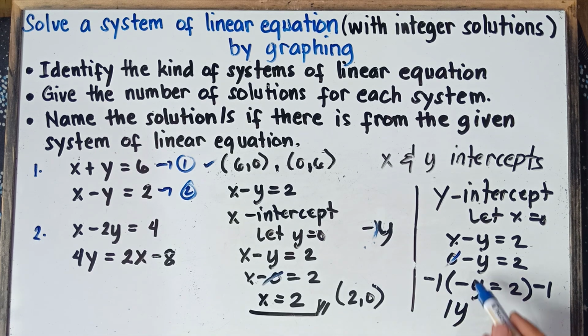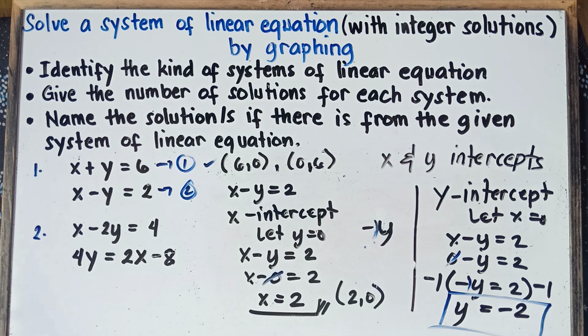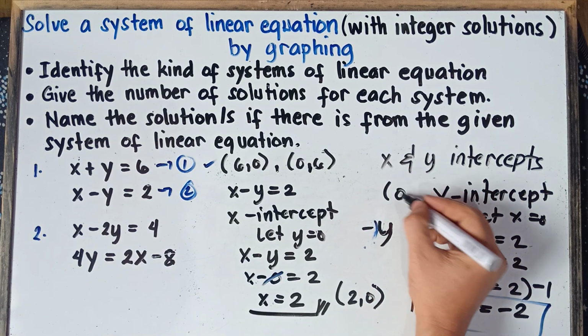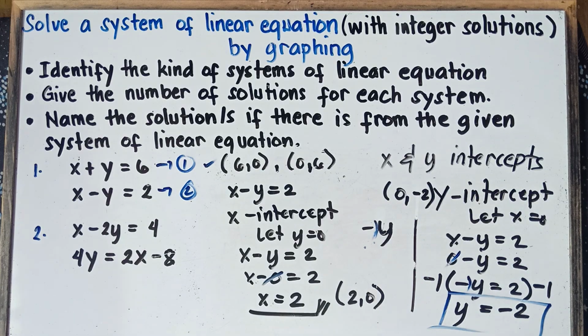Positive 1, understand that there's 1 here. Negative 1 times negative 1 is positive 1. Simply copy y equals 2 times negative 1, that would be negative 2. We can erase the 1, that's okay. So the y-intercept is negative 2, and our ordered pair, if x is 0, y is negative 2. So that would be 0 for x, and y is negative 2.